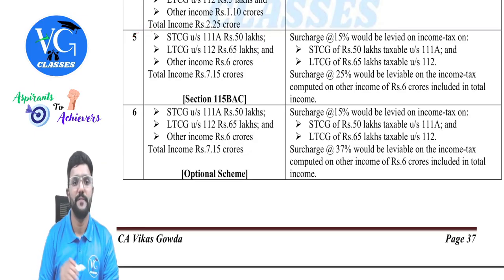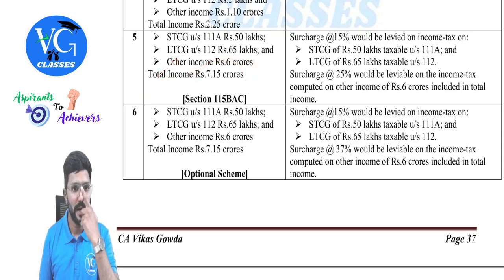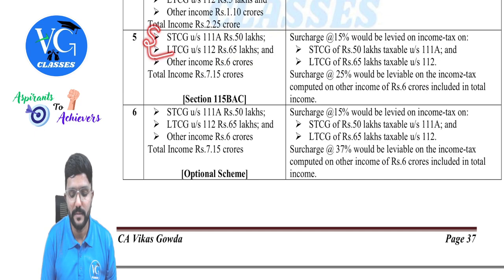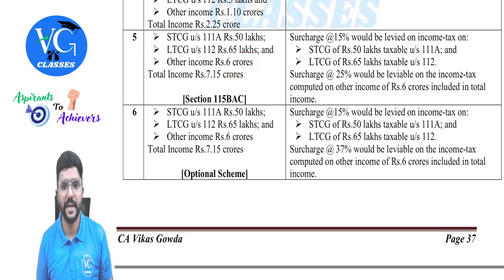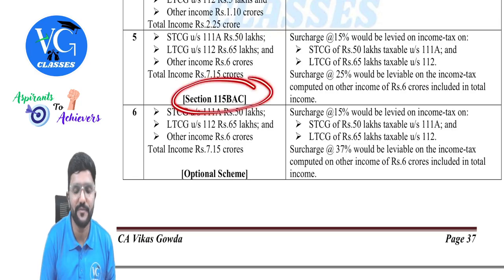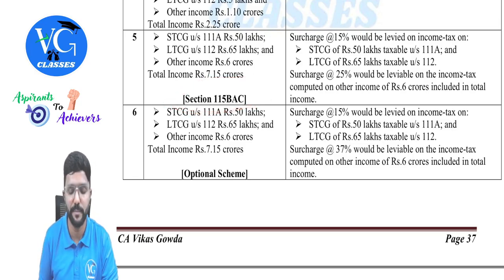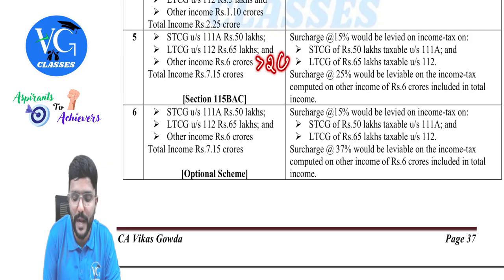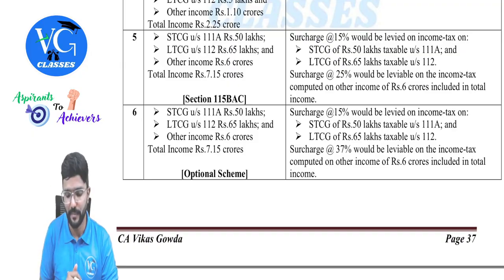Fifth one, guys. The total income of an assessee is 7.15 crore. And if we remove the special items, we are getting 6 crore. And assume the assessee is following the default scheme under section 115BAC. That means this is more than 2 crore, excluding special items. So two separate rates are applicable.